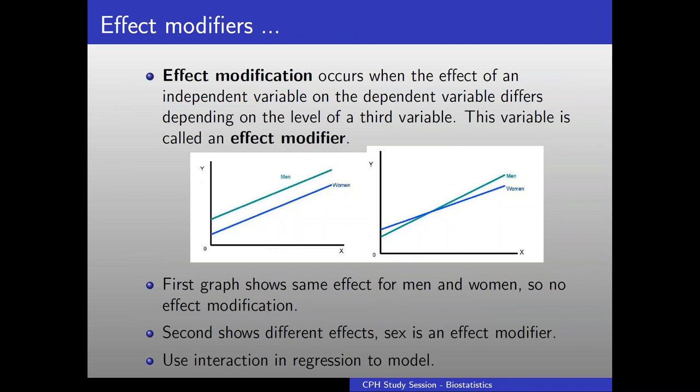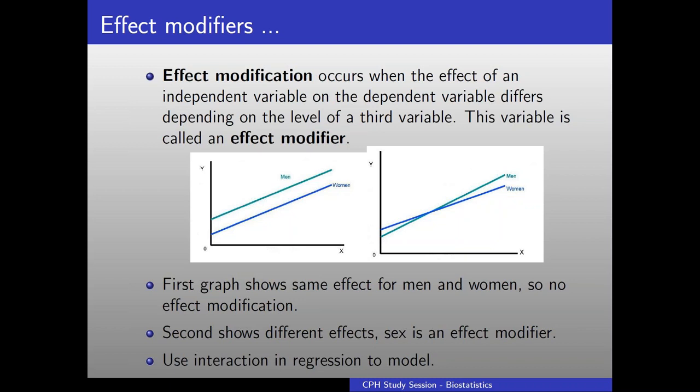Effect modifiers. Effect modification occurs when the effect of an independent variable on the dependent variable varies depending on the level of a third variable. That third variable is called an effect modifier. In the two graphs that I have, the first one shows a positive association between X and Y for both men and women. Not only that, it shows that the rate of increase, the effect size, is the same for men and women because the slopes are the same.